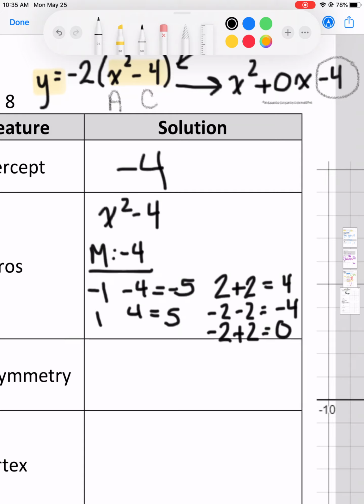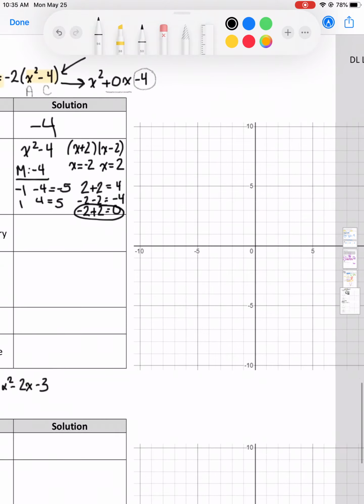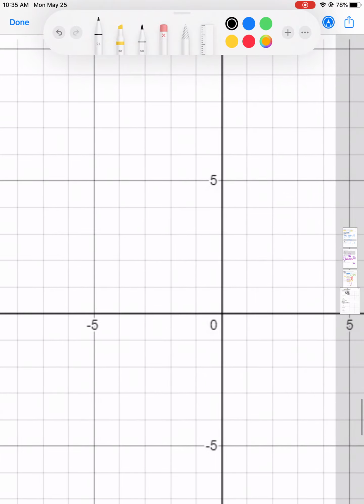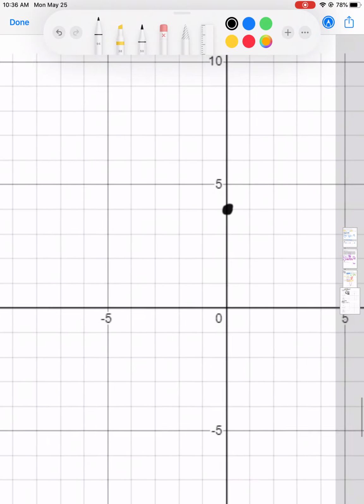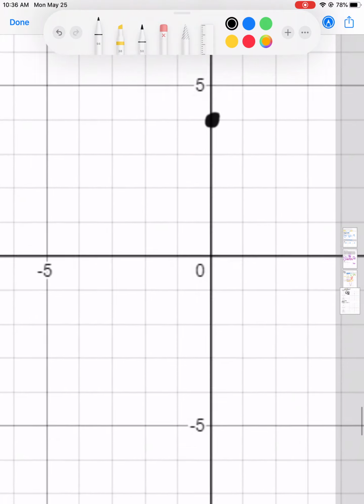Okay, so you guys would have figured out what the signs were. Well, actually, because it's a difference of squares, it would be a little different. So it's going to be x plus 2, x minus 2. That means x is going to equal minus 2. X is going to equal positive 2. So let's get that graph. We've got our y-intercept. We have got our zeros, our roots.